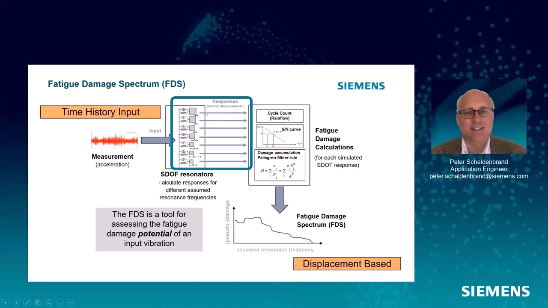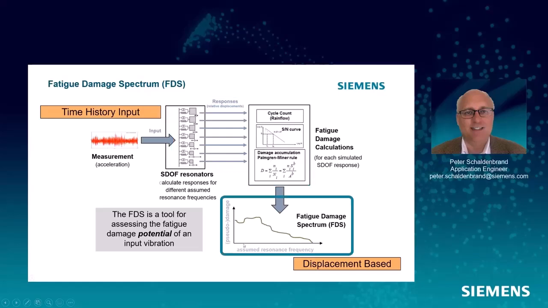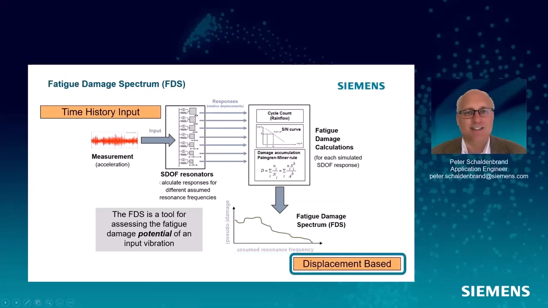And then we have a time trace after this filter, and we can do rainflow counting and use Miner's rule. And then we can get the damage at each of those filter frequencies, or each of the frequencies that we specify. And this is a tool for assessing the fatigue damage potential of an input vibration. And it's displacement based. So the other two are acceleration. From here on out, whether it's an MRS or an SRS, and if you use our software, we're always going to call it an MRS, okay?